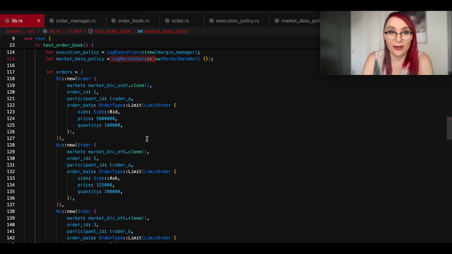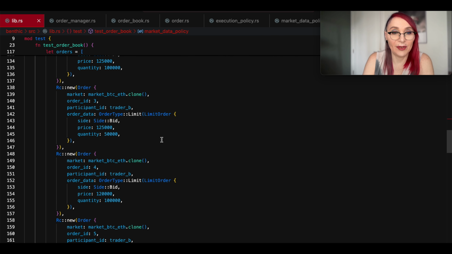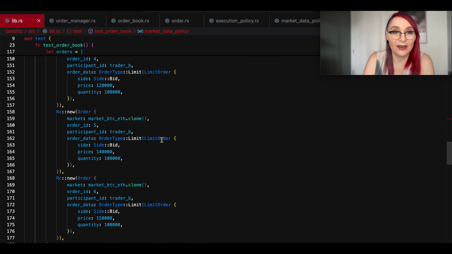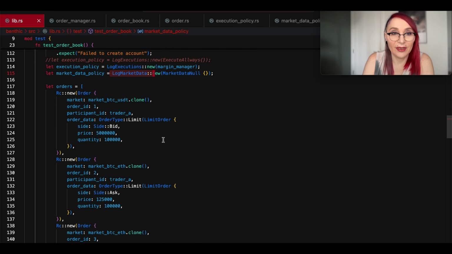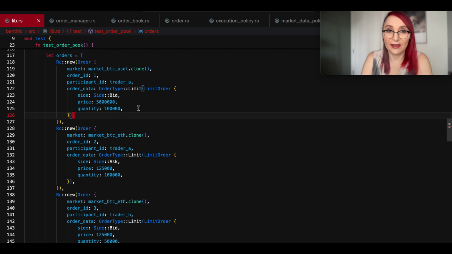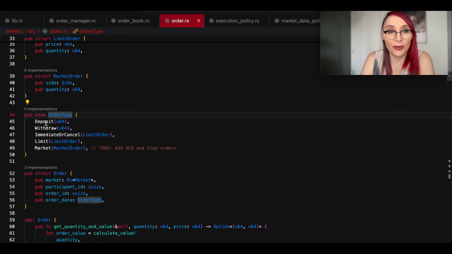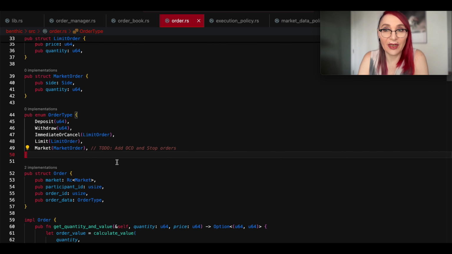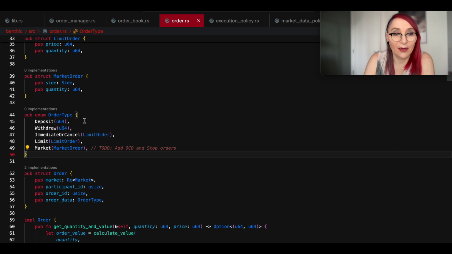And here I've got a list of orders. This is an array with a number of orders there. There are 6 orders here. You can see an order is just a structure with the market to which the order applies, the ID, the participant, which can be trader A or trader B, and the type of order. I decided to use an enum for the type because Rust allows you to have these nice enum types with data in them. So I have order types: deposit, withdraw, immediate or cancel, limit order, or market order.